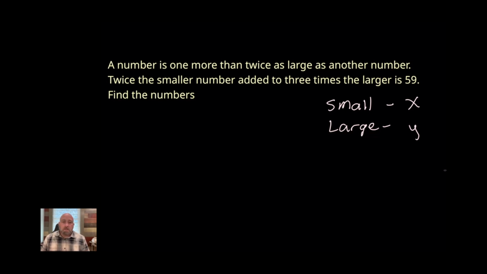Okay. So let's write the first one. A number is one more than twice as large as another number. So that's the y, that's the big number. The big number is one more than twice as large as another number. So y equals twice the other number plus 1, because it's one more than. So there's my first equation.